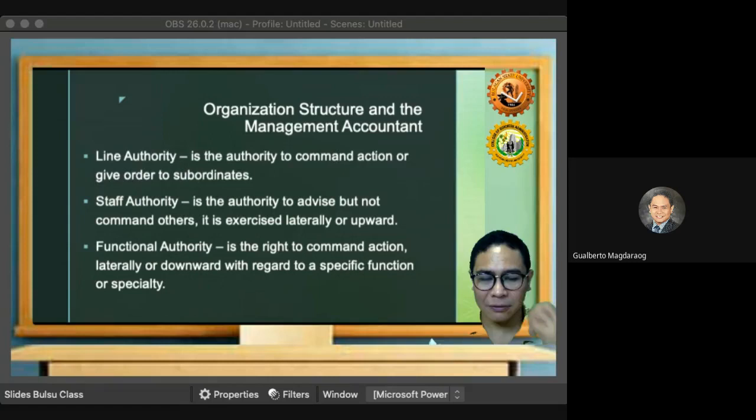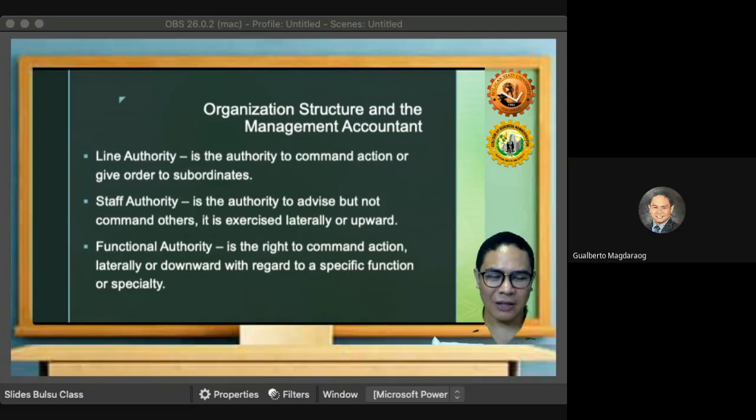Okay? So, ang focus natin is nasaan ang management accountant sa isang organizational structure. Ano yung role niya. Okay, so previously sa chapter 1, we understand that a management accountant provides services such as advices to other departments. So kung yun ang primary role niya, that is to provide services or advice to other department for them to make their own decision, ang kanyang authority is staff authority. That is the authority to advise but not command. It is exercised laterally or upward.